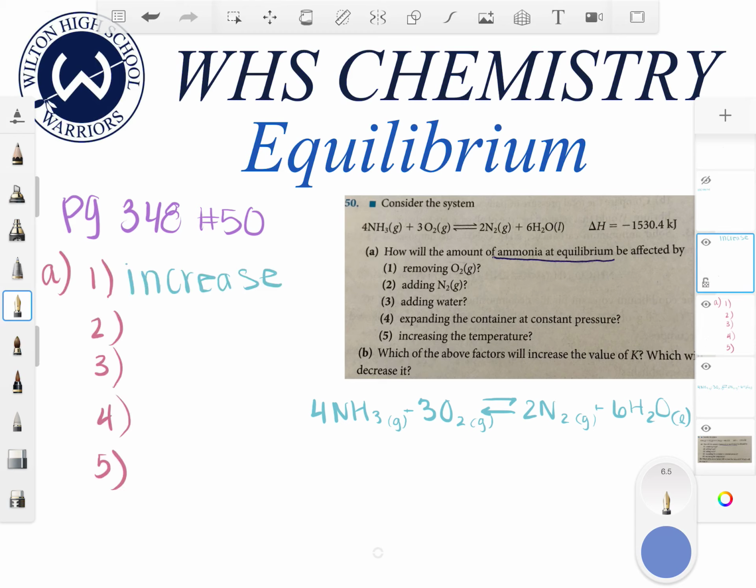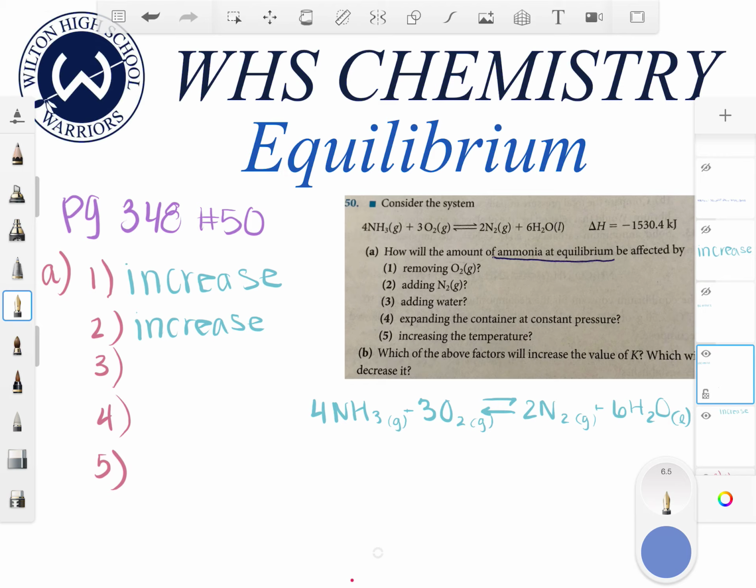And then for the second one, adding nitrogen, that will also cause a shift left because we're going to shift away from the nitrogen and shift towards ammonia, which will cause an increase again.